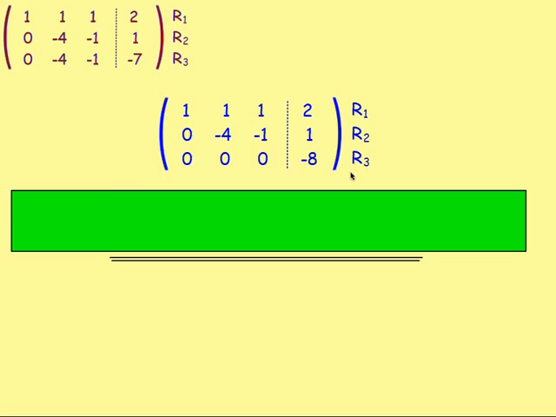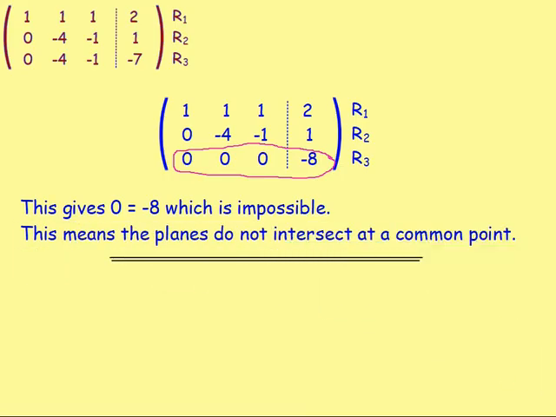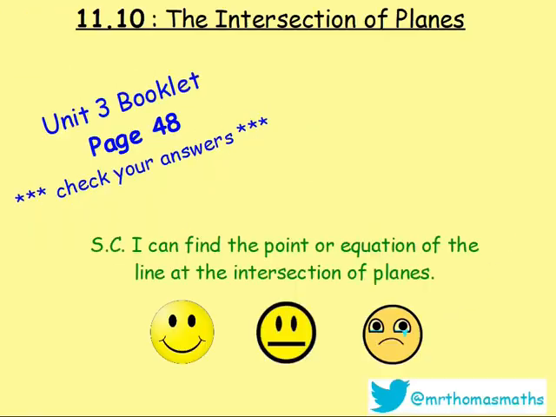However, if you think about this, think about the bottom row. With this bottom row, the zeros are the coefficients of x, y, and z. So you would have 0x add 0y add 0z equals negative 8. So in other words, you would have 0 equals negative 8. This is impossible. It makes no sense. And because of this, what it means in relation to the planes is they do not intersect. And that answers your question.